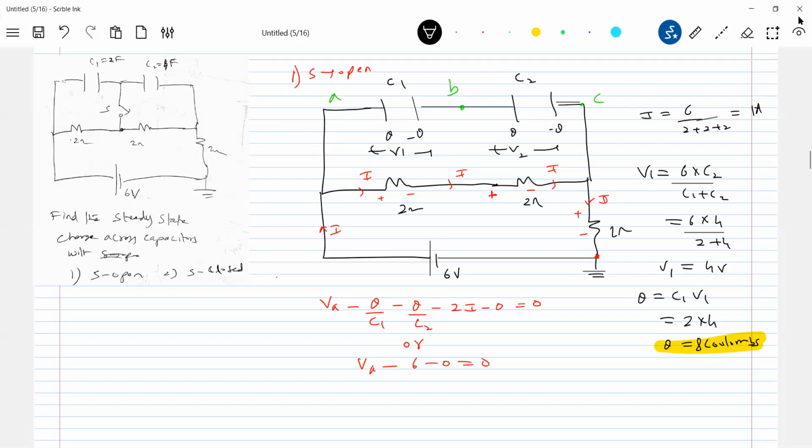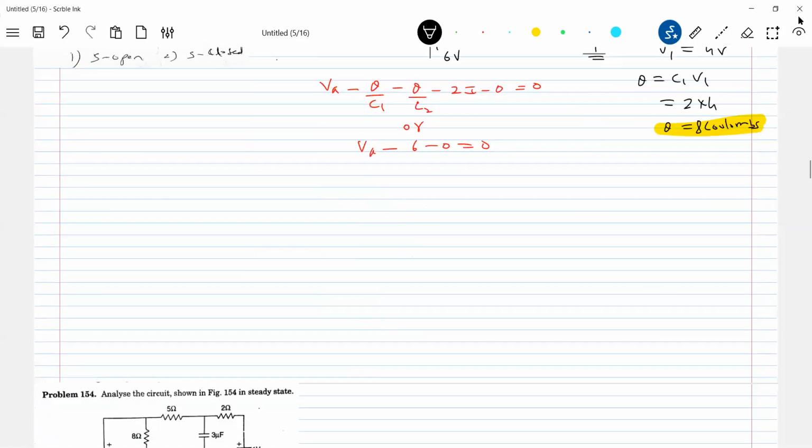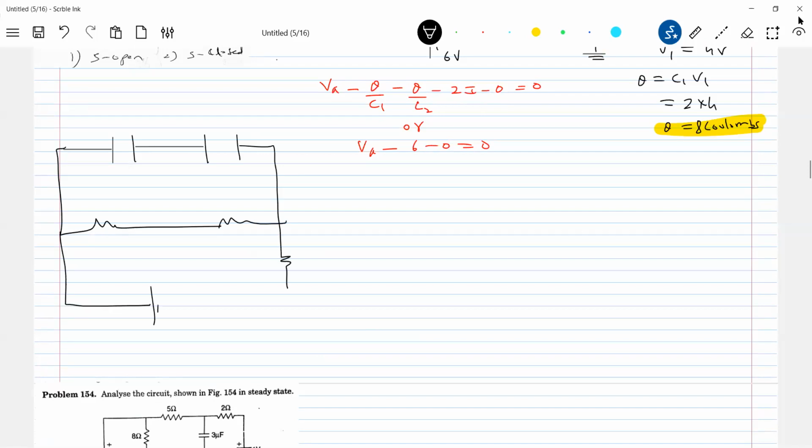Okay, we'll go for the second part of the problem, with the switch closed. I'll give the circuit. Nothing to do with earthing; I'm just not bothered about the earthing. It's only to define that zero potential point. The switch is closed now.